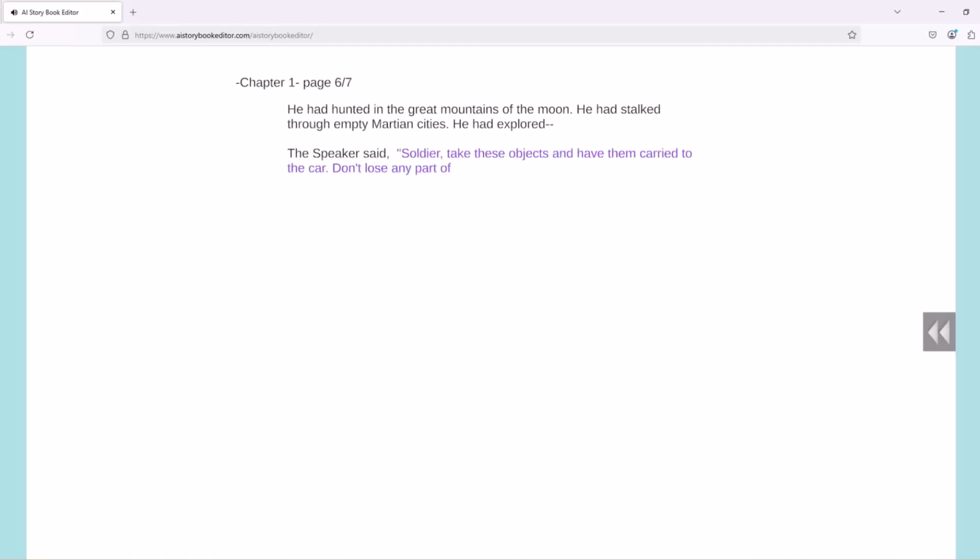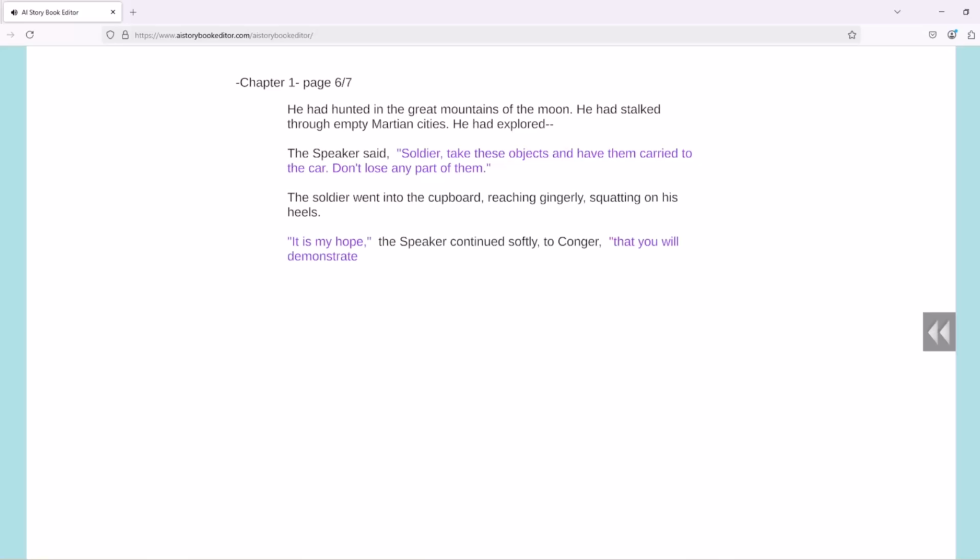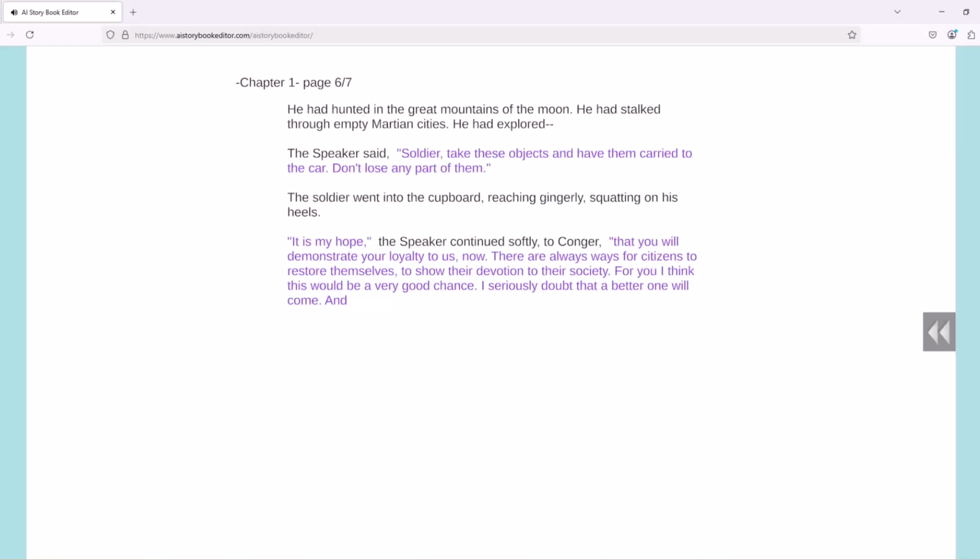The speaker said, "Soldier, take these objects and have them carried to the car. Don't lose any part of them." The soldier went into the cupboard, reaching gingerly, squatting on his heels. "It is my hope," the speaker continued softly to Conger, "that you will demonstrate your loyalty to us now. There are always ways for citizens to restore themselves, to show their devotion to their society. For you, I think this would be a very good chance. I seriously doubt that a better one will come. And for your efforts, there will be quite a restitution, of course."